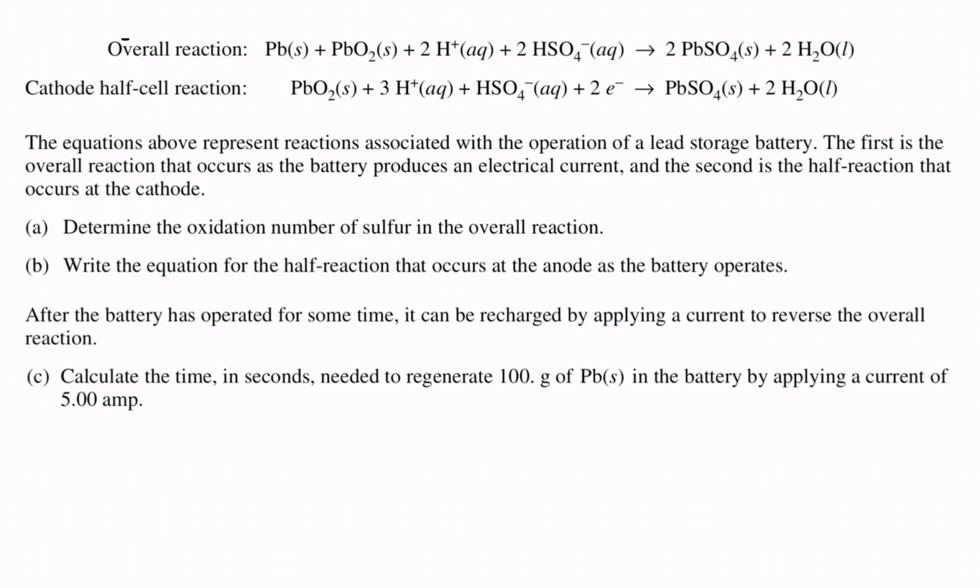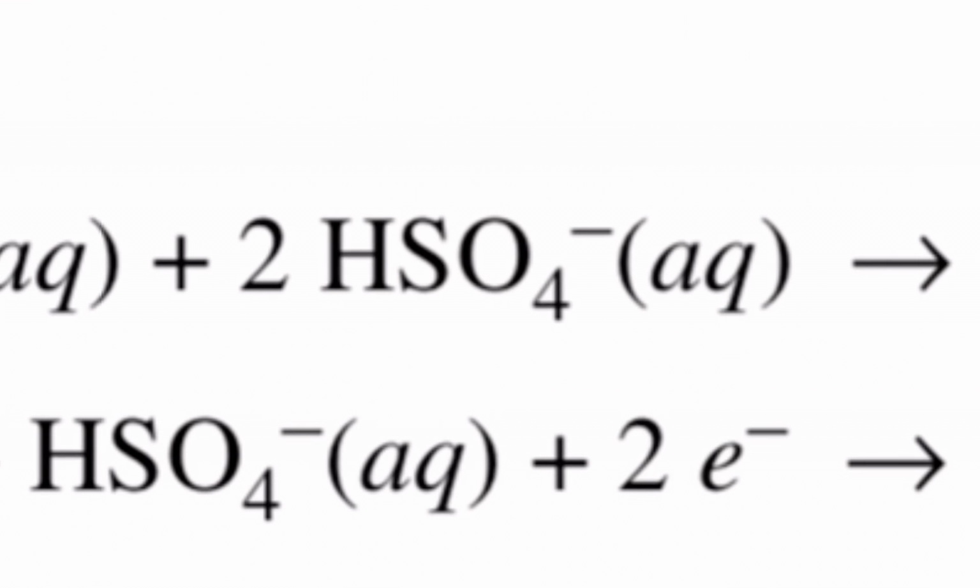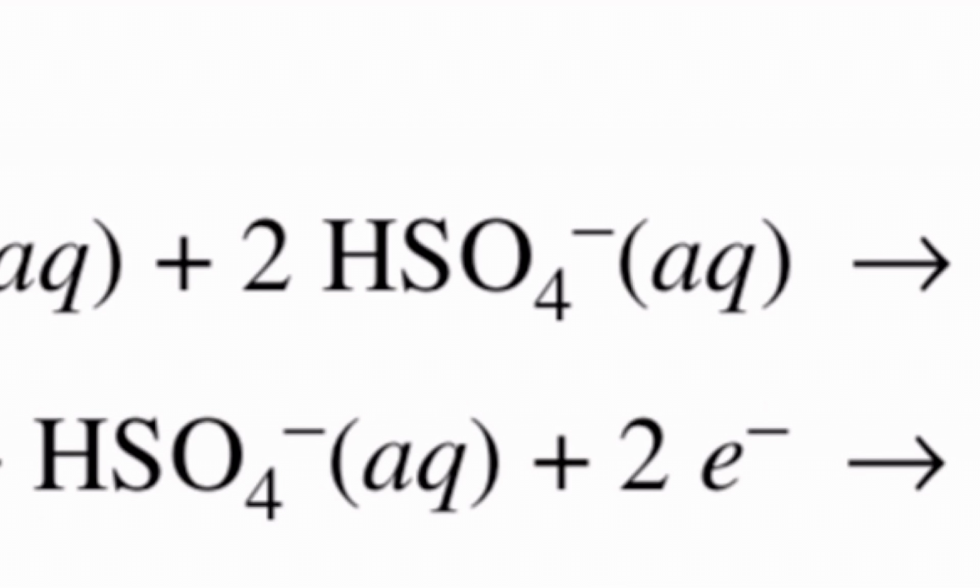First up, what's the oxidation number of sulfur in the overall reaction? Let's just review oxidation state rules. In its compounds, oxygen is usually -2 and H is usually +1, so we figure out the sulfur by knowing that the overall charge is -1.